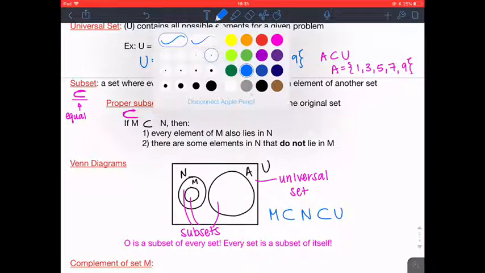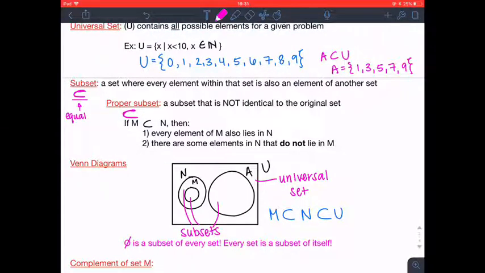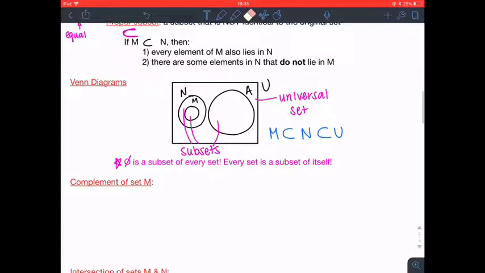The empty set, not zero, the empty set, remember that's the symbol for the empty set, looks like a zero with a line through it, is a subset of every single set, and every set is a subset of itself. This is just something to take note of. So we can use these Venn diagrams to look at specific sets.